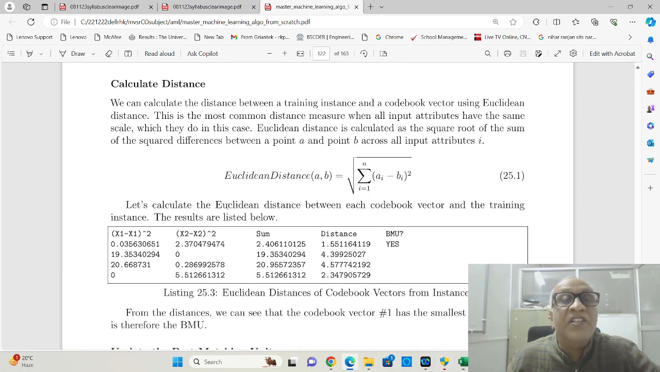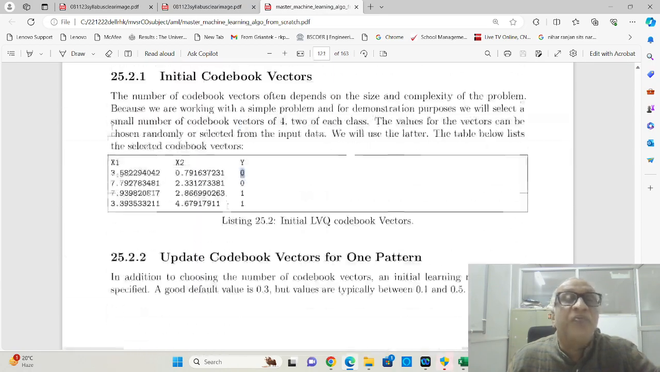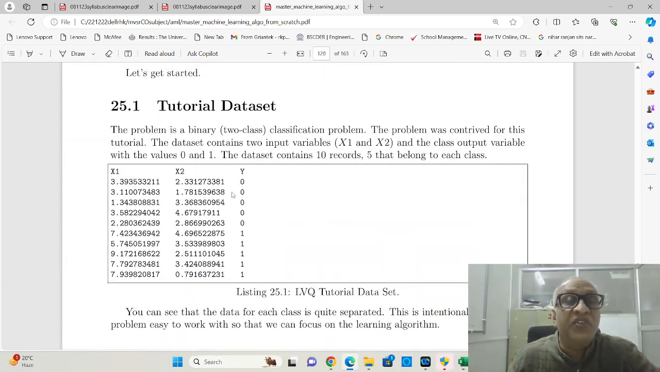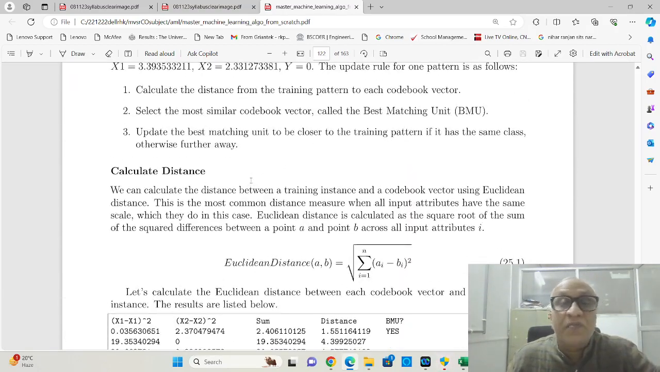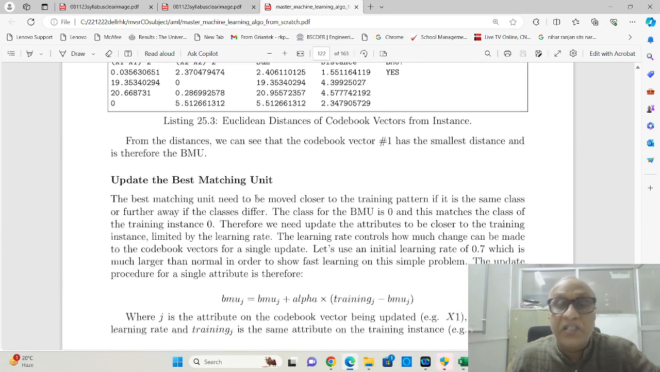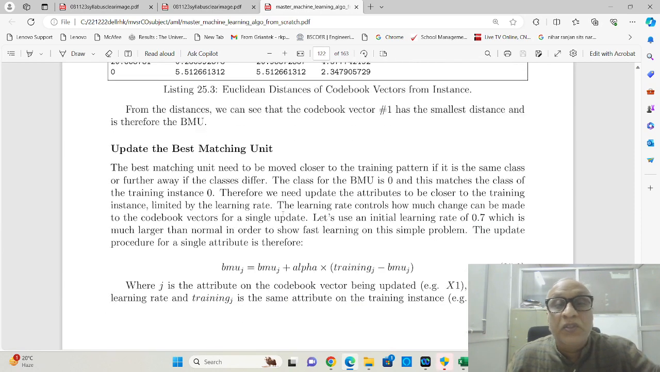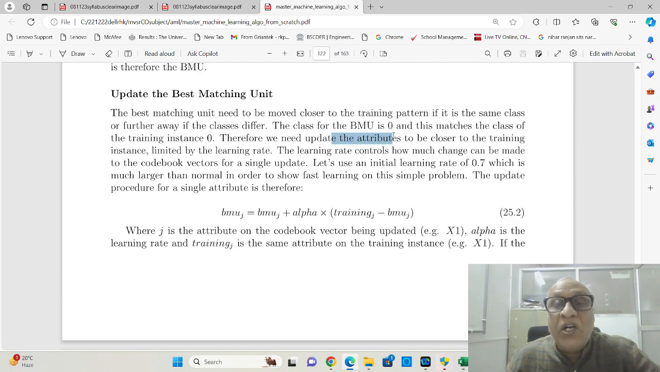The training instance class also is 0. Is it not? So they are matching. The classes are the same. Now I have to update the attributes so they become closer to the training instance. If a class mismatch has happened, they should go away.